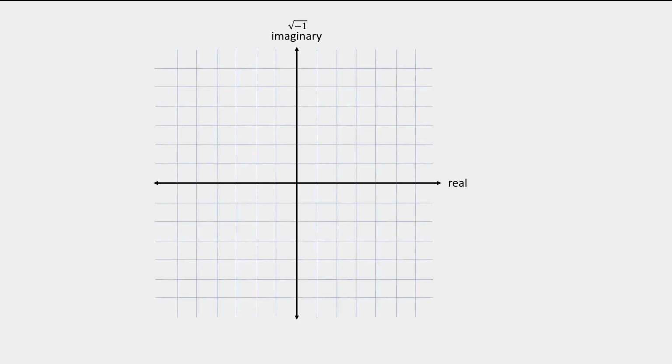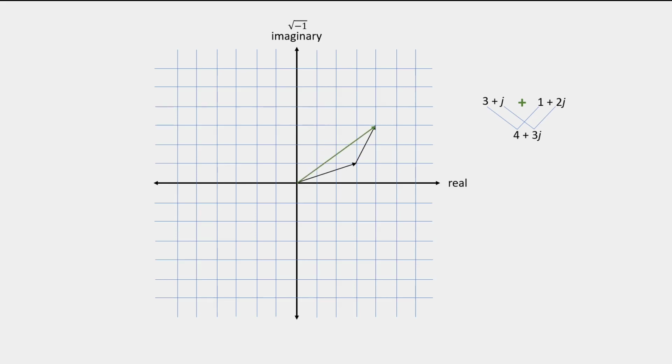Firstly, the numbers would exist in a resultant 2D plane. That is, 3 plus 1j would mean 3 units of the real axis and 1 unit of the imaginary axis. If we want to add two numbers, we can add the real part with the real part and the imaginary part with the imaginary part. Visually, we can do it using the head-to-tail rule. It's similar to adding two vectors.